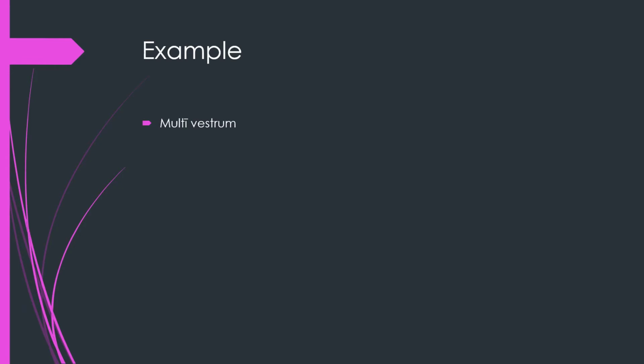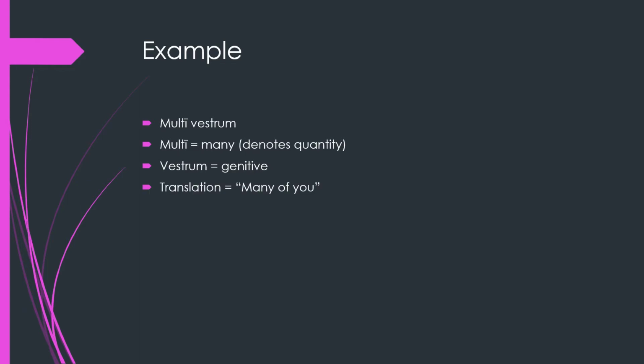One example we might see is the phrase multi vestrum. And here we see those things that we would expect to see. First of all, we see the word multi means many, and that denotes quantity. And so we do want to see a quantitative word. We'll also notice here the word vestrum. Vestrum is the genitive of the pronoun vos. And of course, when we translate this, we're going to translate this as many of you. And we see that of coming into play.